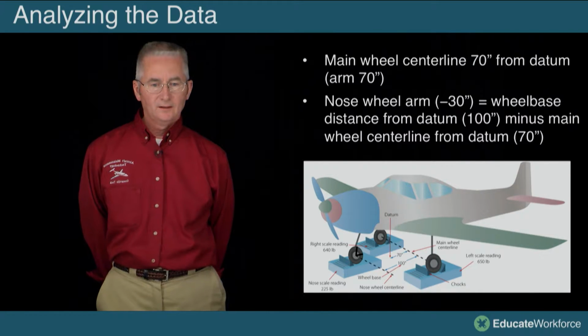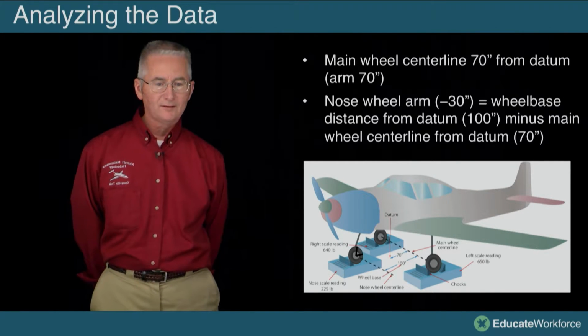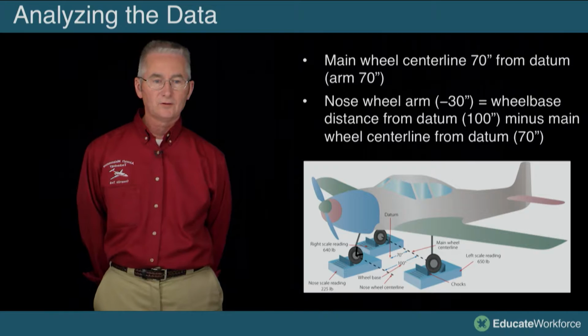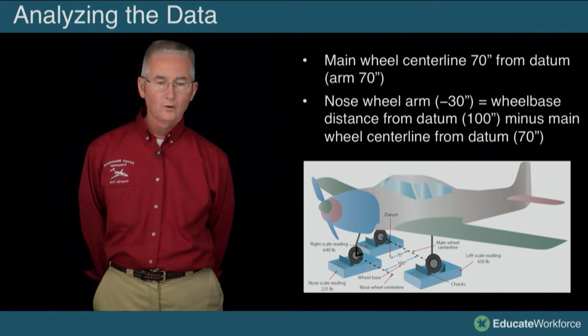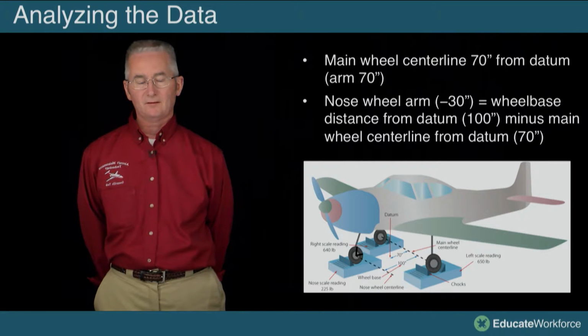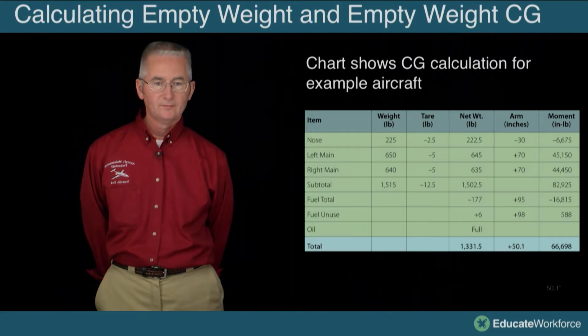Okay, so let's look at our datum, analyzing the data that we have. Our main wheel center line, we said from the datum, from the leading edge of the wing back to the center of the main wheel is 70 inches, or an arm of 70 inches from the datum. The nose wheel, the arm was a negative 30 inches, or 100 inches forward of the main wheel. Notice we didn't give you a measurement from the datum to the nose. We gave you a measurement from the main wheel back to the nose wheel. But we were able to calculate that out as a negative 30.